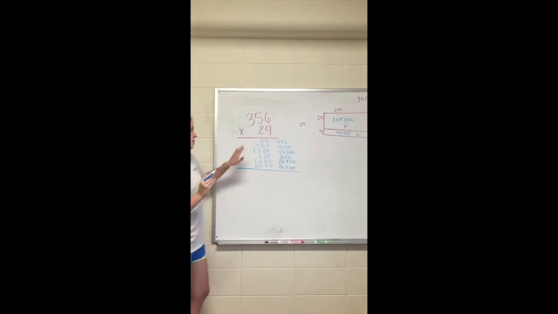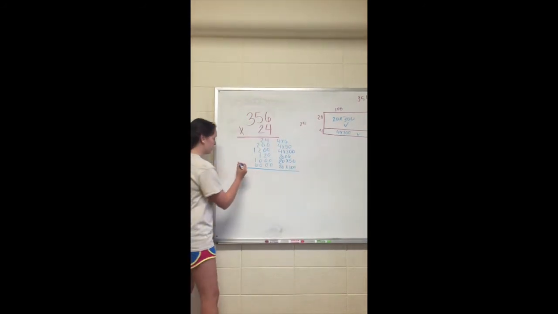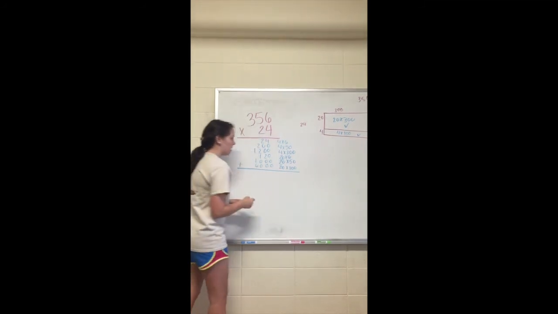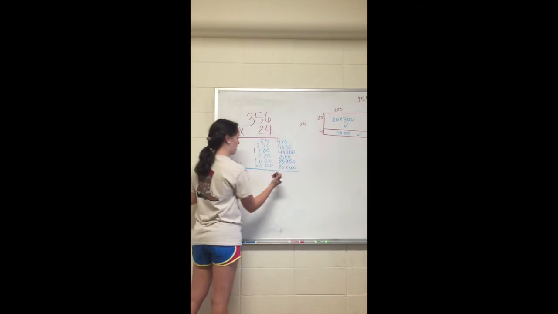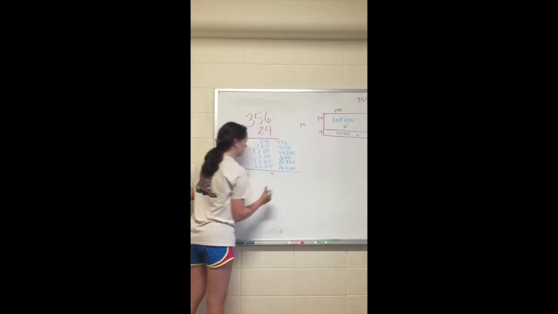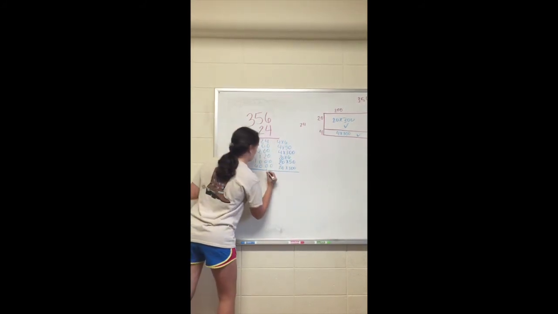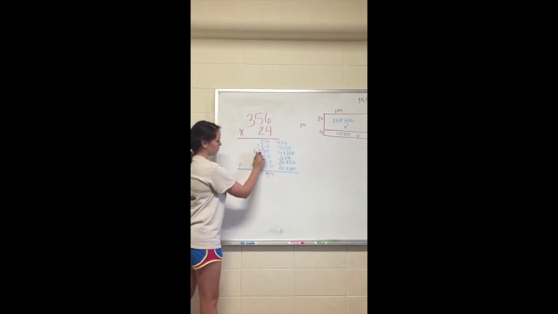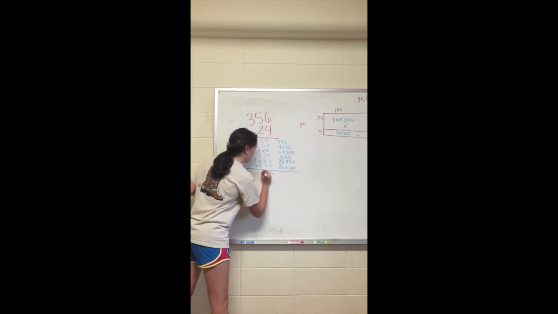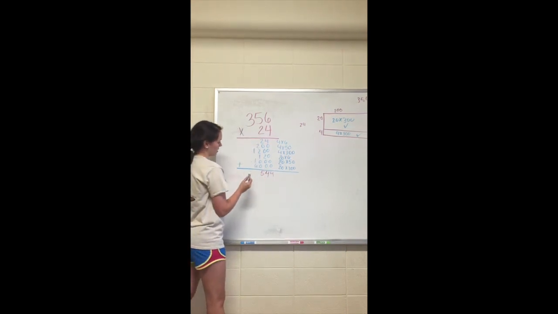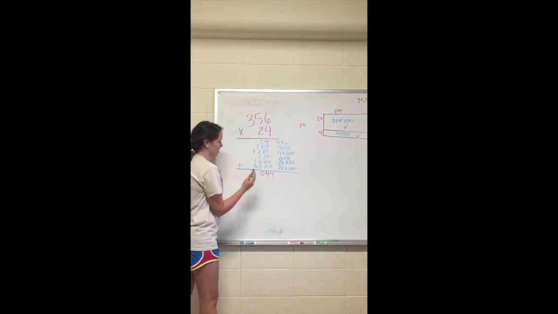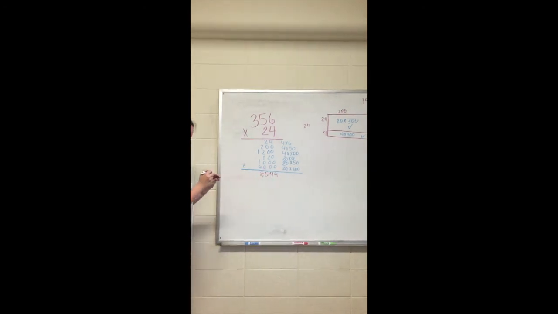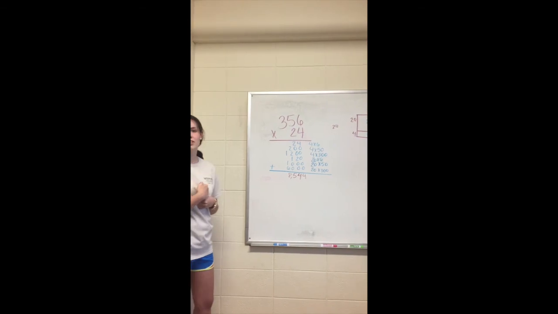And the reason that we line up our numbers is because at the end we're going to add. So we're going to add these together. We're going to add our ones column. So we get 4 in the ones place. Add up the tens, we get 4 in the tens place. Our hundreds, we get 2 plus 2 plus 1 is 5. And then in the thousands place, we get 6 plus 1 is 7 plus 1 is 8. So our answer to 356 times 24 is 8,544.